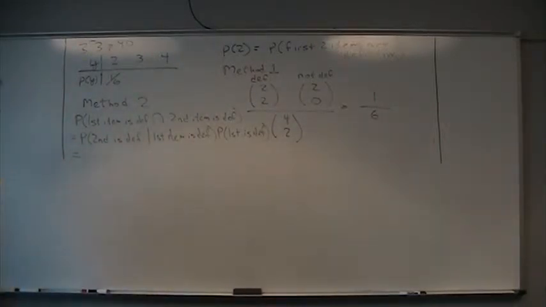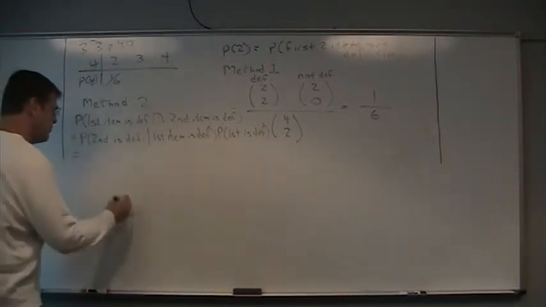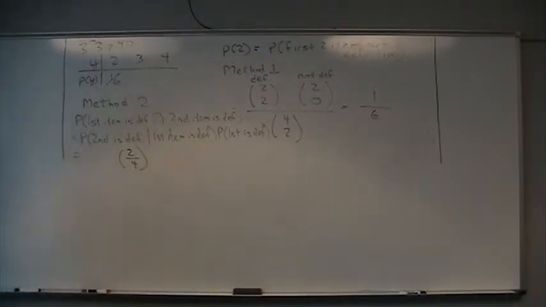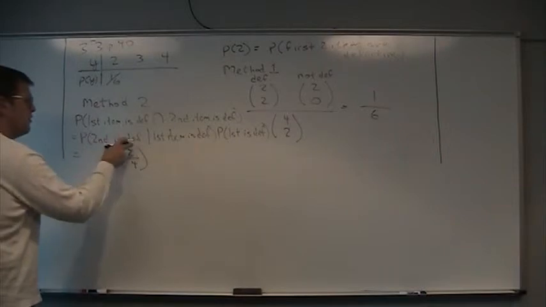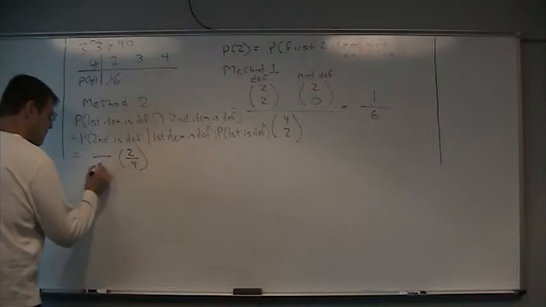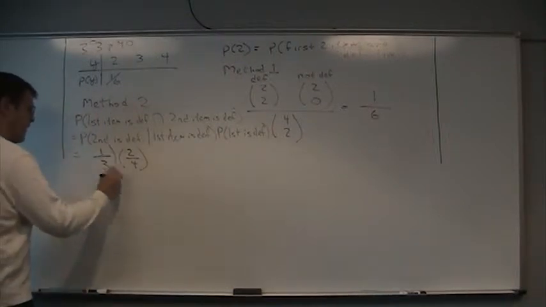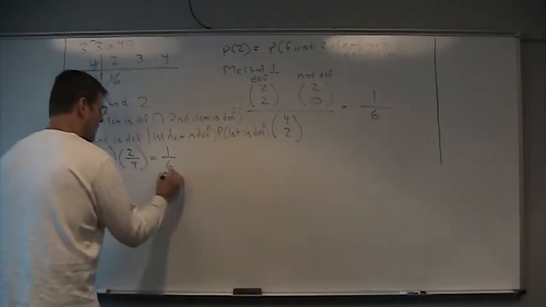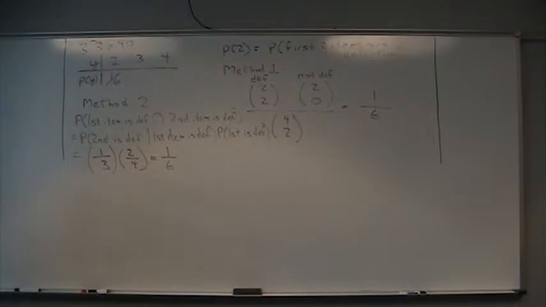Well, the first one being defective, we've got 4 items, 2 of them are defective, so the second piece of this product is going to be 2 over 4. Now, the probability the second one is defective, given that the first one is defective, we're down to 3 items to choose from, and there's only 1 left that's defective, so we've got 1/3 times 2/4, and again, that's 1/6. I wanted to show you both of these methods right now because for some other parts of this problem, it's going to be easier to use one method as opposed to the other.